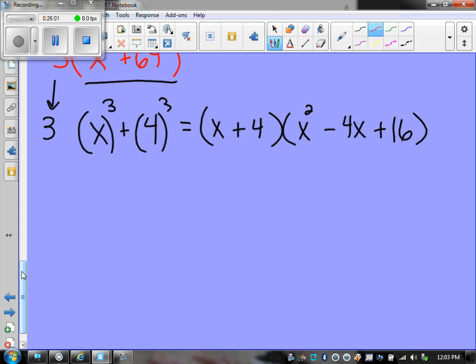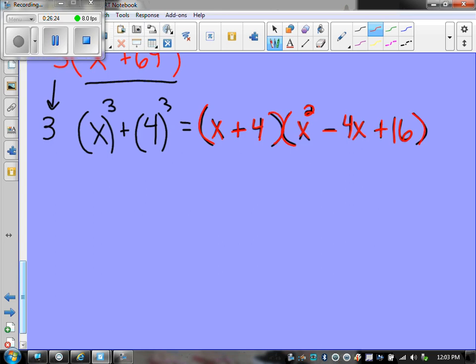Did you get that? Same, change, plus. My first term, x. My second term, 4. My first term squared. My 2 terms multiplied together. And my last term squared. 4 squared is 16, not 8. I have this as my factored version.